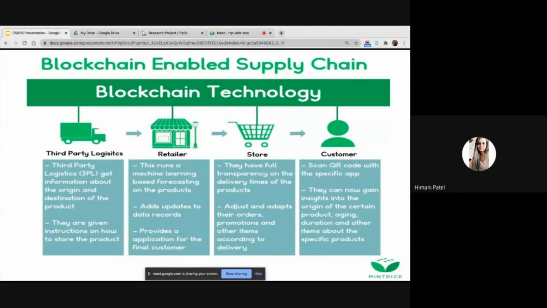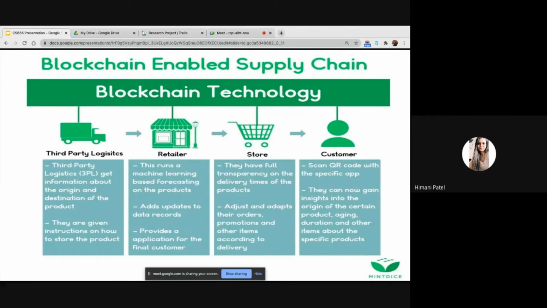Blockchain in food supply chain. This is the explanation of how blockchain is enabled in the food supply chain. Third-party logistics will have all the information about the origin and the destination of the product. They will also be given the instructions on how to store the product.